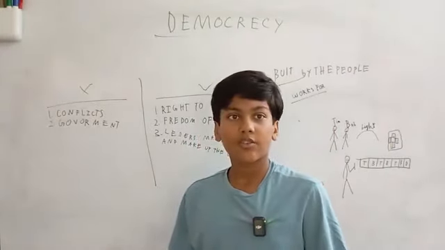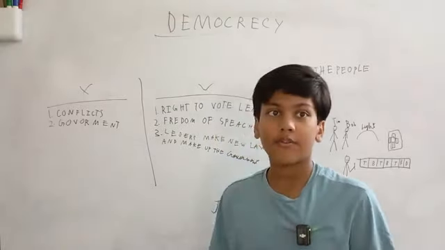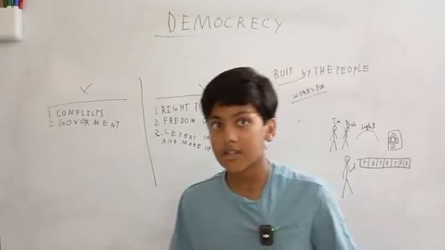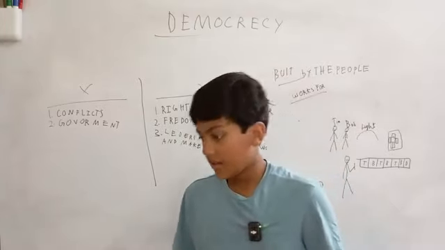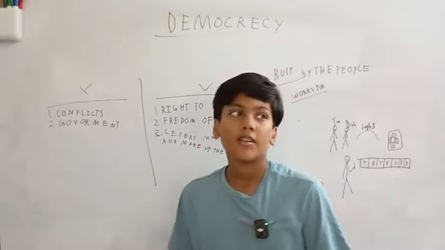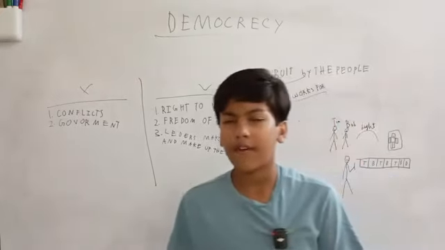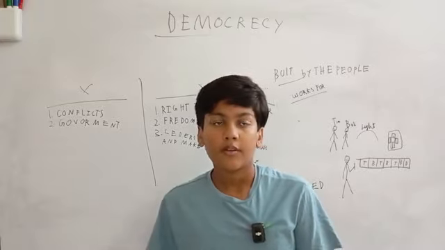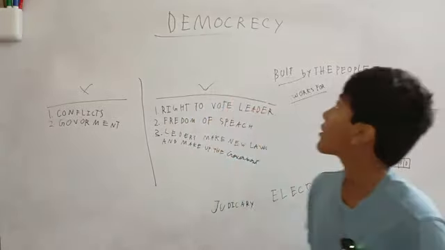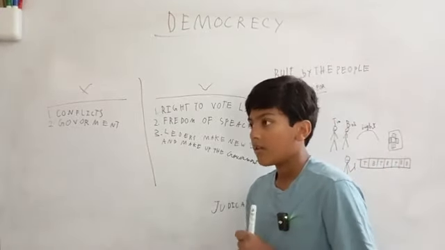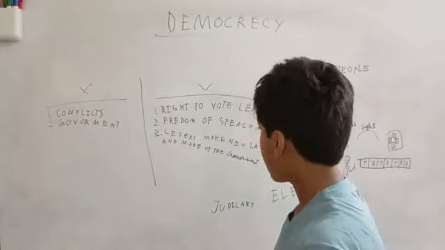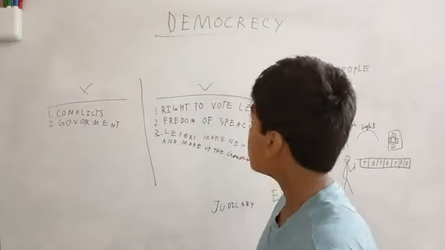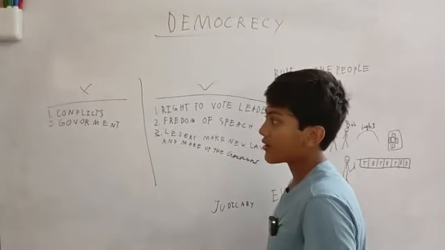Such as, say you're in a classroom and the teacher says to everyone, do you want ice cream or chocolate? In a classroom of 10 people, let's say 6 of them vote for chocolate, 4 of them vote for ice cream. That would mean by democratic rules, chocolate wins, right? And everyone gets chocolate.